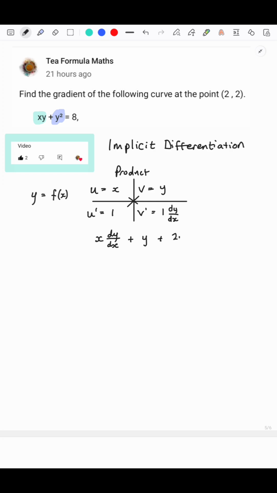So 2y, so imagine it was a function of x. You would have 2y, but due to the chain rule, we've got dy dx like that. And generally, if you're dealing with a y, you just treat it like it's x and then add dy dx. And then 8 will go to 0. Now, a lot of people at this point want to rearrange for dy by dx, and it's fine. At this point, you can treat it like a fraction and rearrange and find dy by dx, but you've got to look back at the question where it says at the point 2, 2.